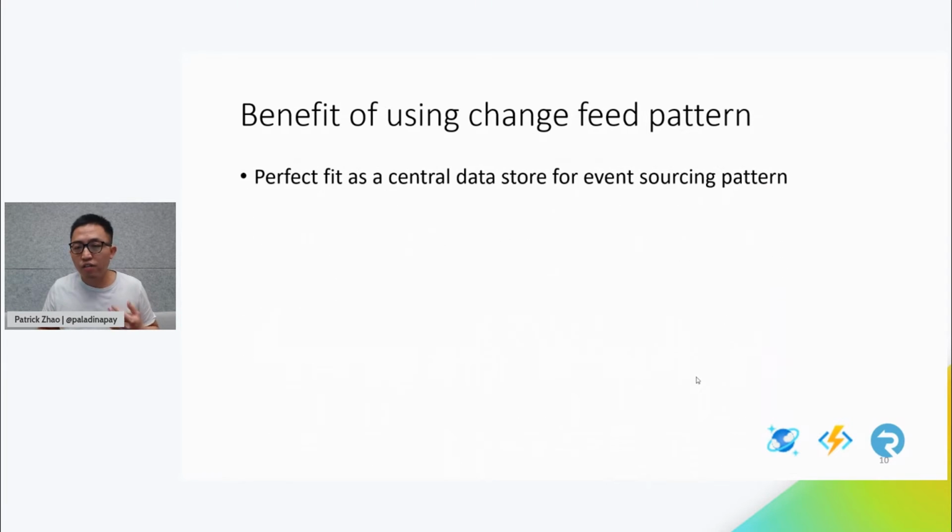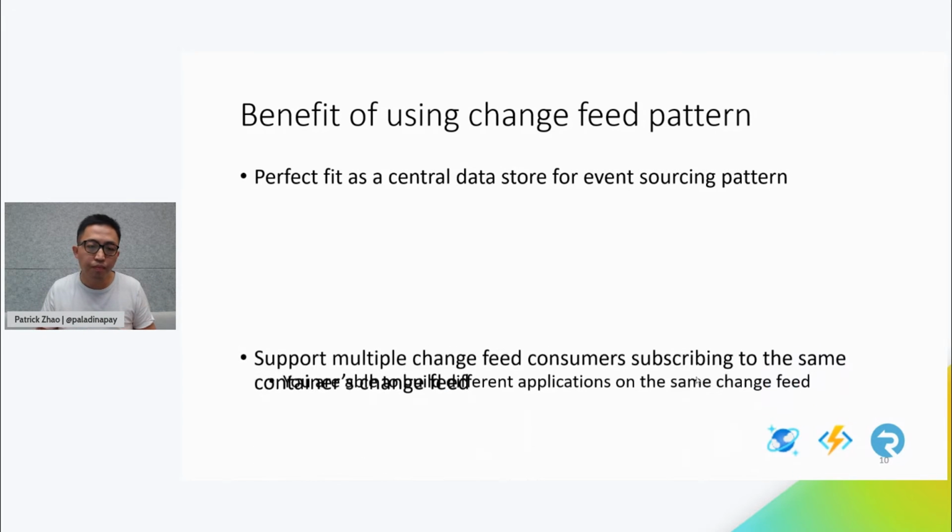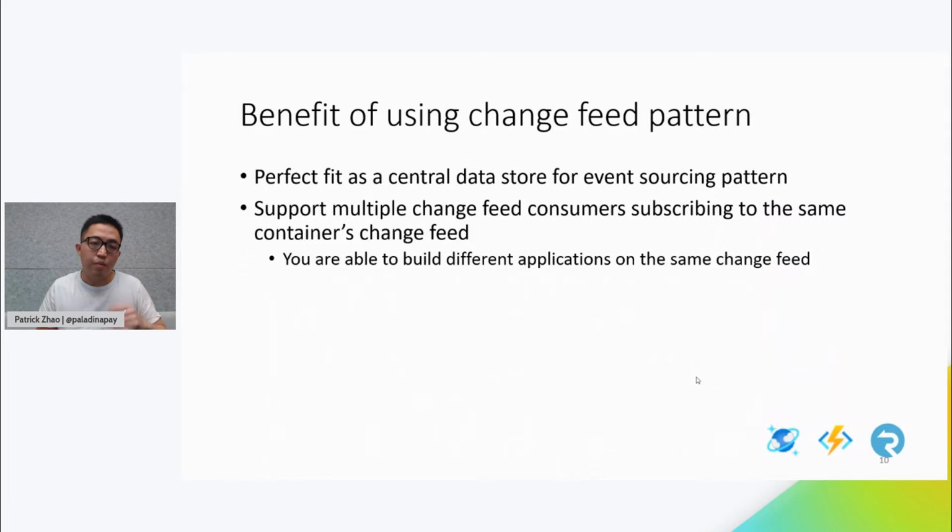The first is that it is perfect as a central data store for the event sourcing pattern. In a typical microservice architecture or event-driven architecture, we will have some type of message queue. Cosmos DB change feed can be a great alternative to a traditional message queue. Why? The biggest benefit I see is that it supports multiple consumer applications subscribing to the container's change feed without any additional work in your infrastructure.